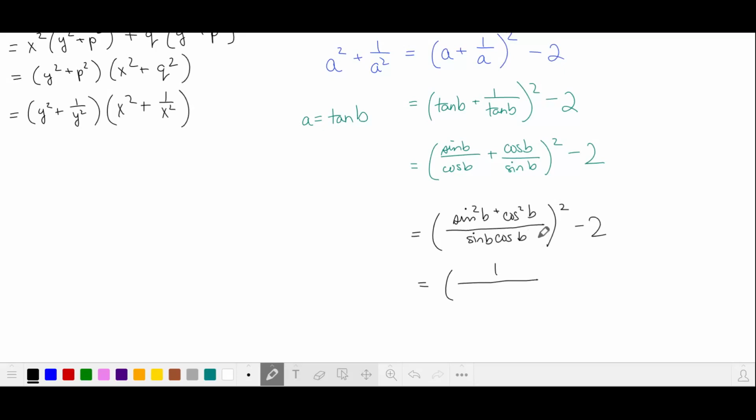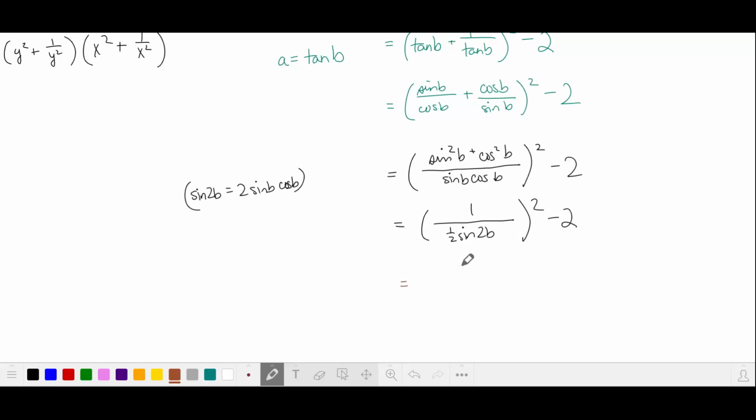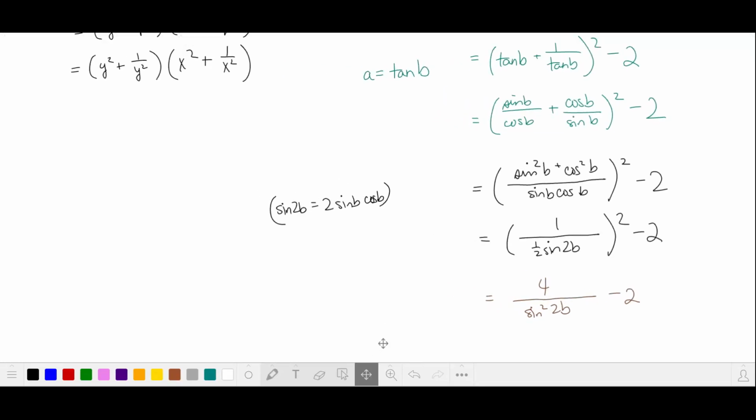And this looks like half of the double angle, so we'll replace this with 1/2 sine of 2b. We'll simplify this fraction and square it at the same time. 2 squared in the numerator is 4, and the denominator is sine squared 2b, and we still have our minus 2. We'll go ahead and plug this in for our y and x.